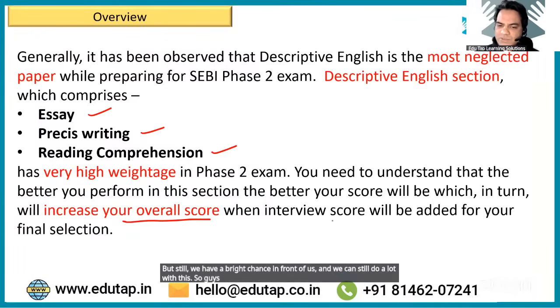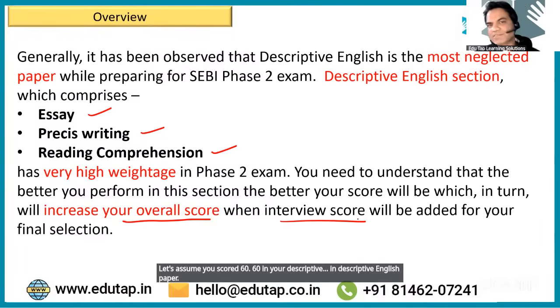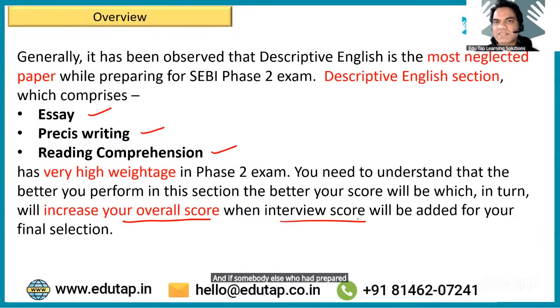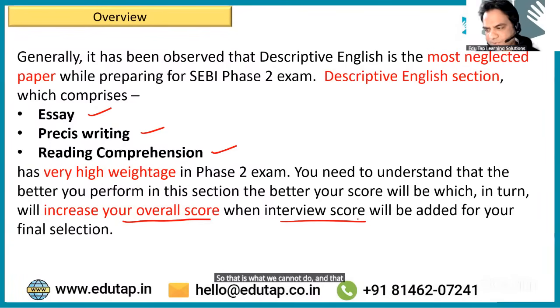So guys, when your interview score will be added for your final selection, your descriptive English paper is going to play a crucial role. Let's assume you scored 60 in your descriptive English paper, and somebody else who had prepared well scored 73 or 74, he has that 14 marks advantage. He has that 14 marks lead. Even if his interview goes average, he'll still make it to the final list because of that 14 mark lead that you let the other aspirant take. So that is what we cannot do, and that is what we have to prepare for.